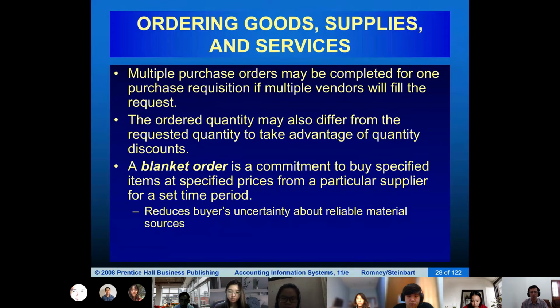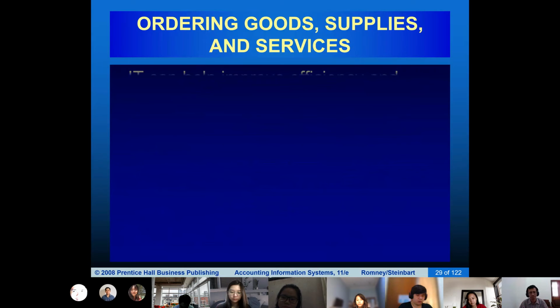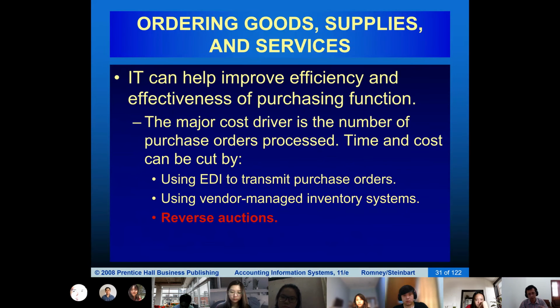A blanket order is a commitment to buy specified items at a specified price from a particular supplier for a set time period. So all the suppliers that get into the Indonesian government e-catalog will have this blanket order. The government of Indonesia promises to buy specified items at a specified price from the supplier. The supplier will promise to provide the specified product, specified units at a specified price. So again, e-catalog, the IT, it will improve.